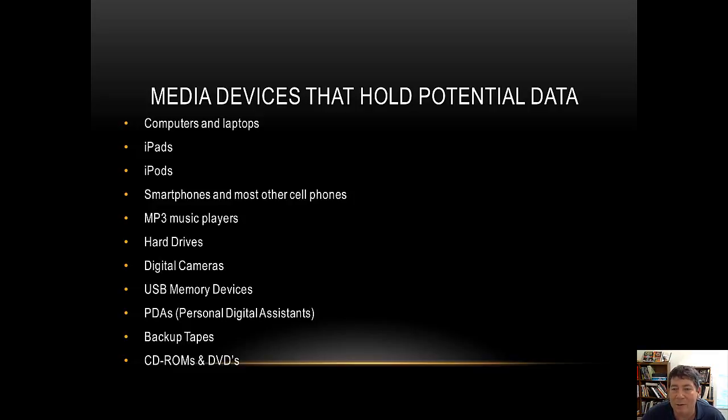CD-ROMs and DVDs, obviously, and don't forget that a lot of CDs and a lot of DVDs are read-write. So we used to always think about CDs and DVDs as having data that persists, but now with the read-write CDs and DVDs, you can overwrite some of the data that's already there.